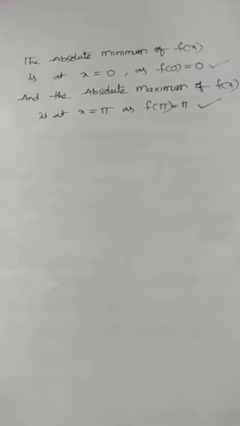Here in the problem, the stationary values are not giving the absolute maximum and absolute minimum values. They represent the local minimum and local maximum values, and the boundary values represent the absolute minimum and absolute maximum values.